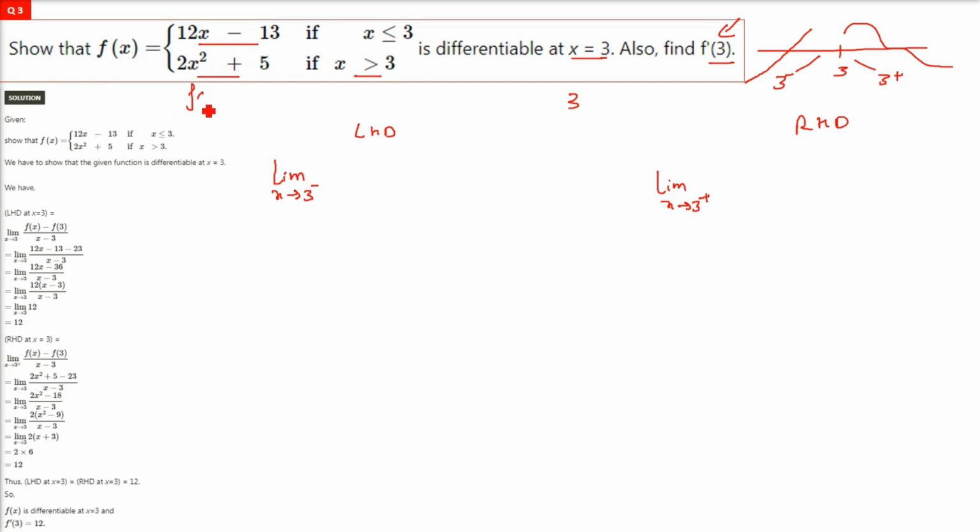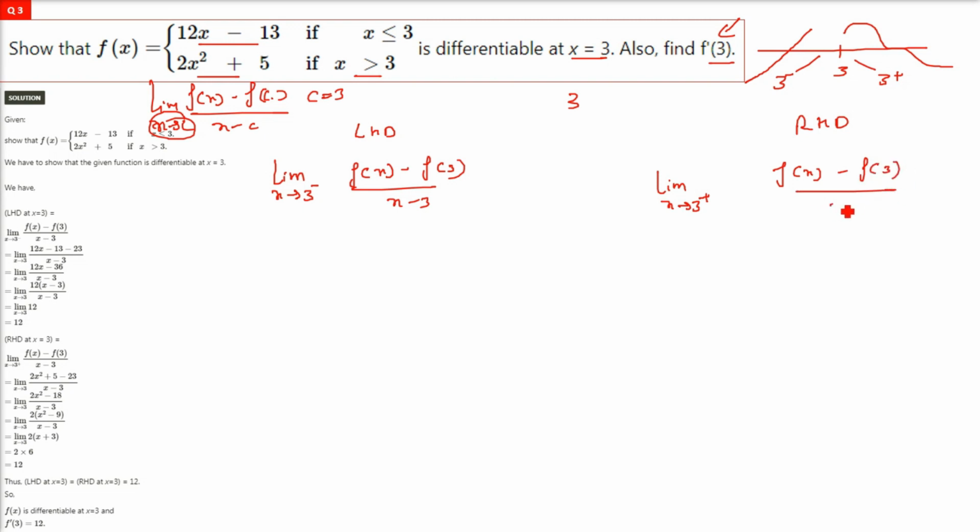So how do we check the differentiability? f(x) minus f(c) by x minus c, limit x tends to c. If this is a finite entity, this has certain value that can be comprehended, then that is what is differentiability. What is c here? In this case, c is 3. So we have f(x) minus f(3) divided by x minus 3. Here also f(x) minus f(3) divided by x minus 3. Same thing here. Only the f(x) and f(3) has to be changed in both the cases.